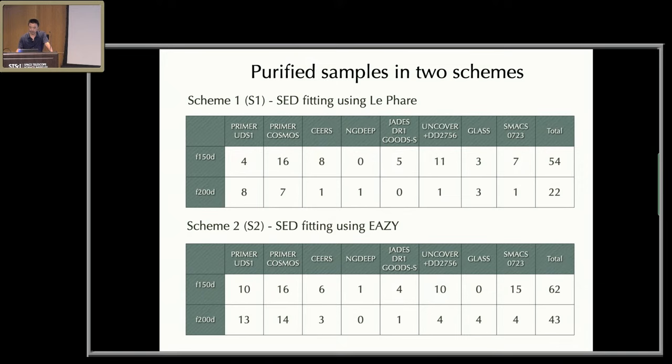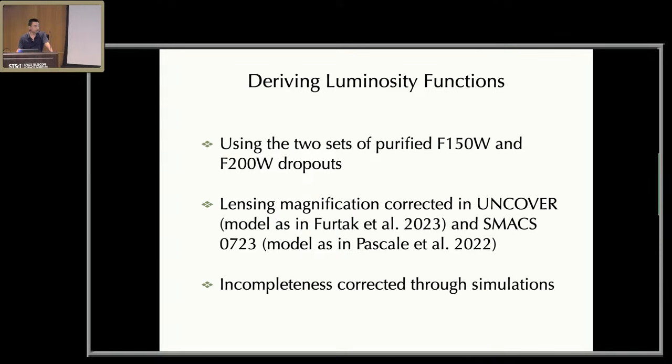So from there, we can derive luminosity functions, okay? And like I said, we concentrate on 150W and 200W dropouts, okay? We also include the candidates found in the lensing field, and we did this lensing magnification correction, and we also account for incompleteness. We did everything. So this is what we got, right?